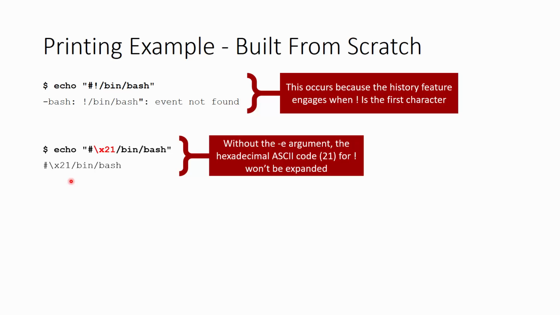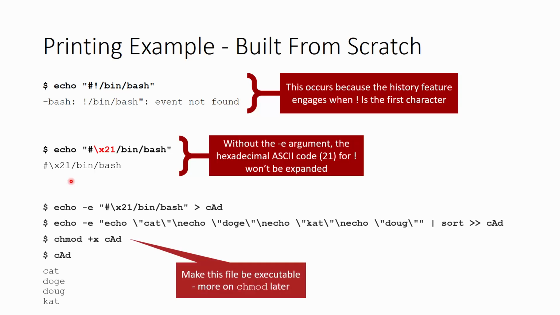So that hexadecimal ASCII code won't get replaced. All right, so we'll add in the -e, and now this particular line will output correctly with an exclamation mark. I can output this to our file. Here's the command to create the file and replace all the contents with everything that's about to be sent in. Then here I'm building up all of the different commands.